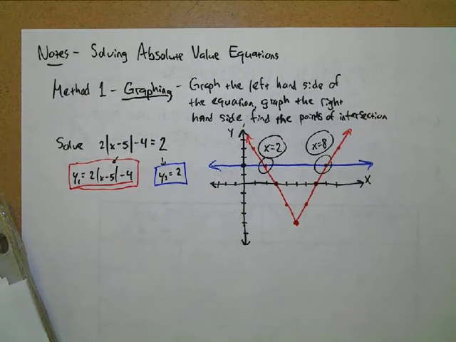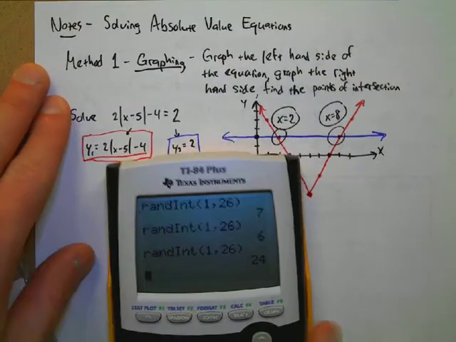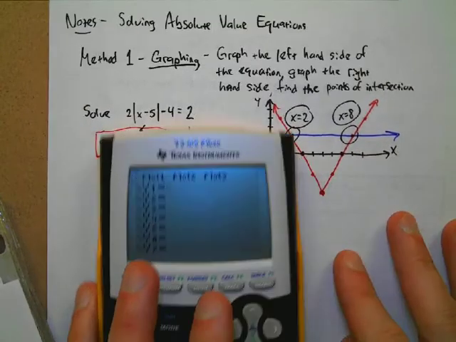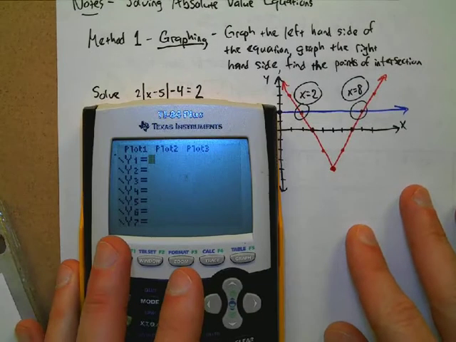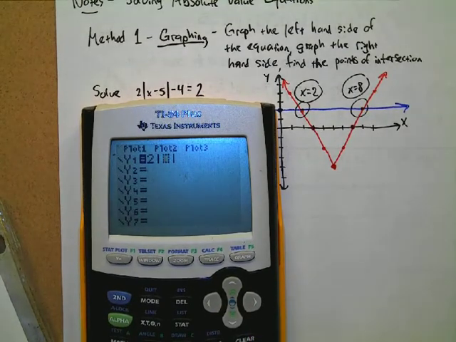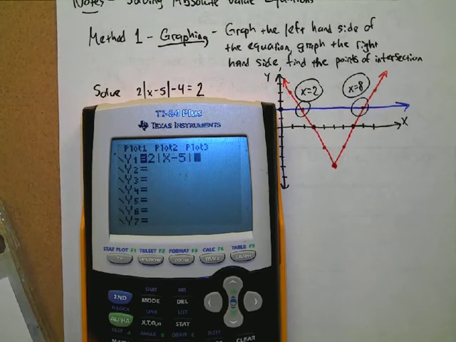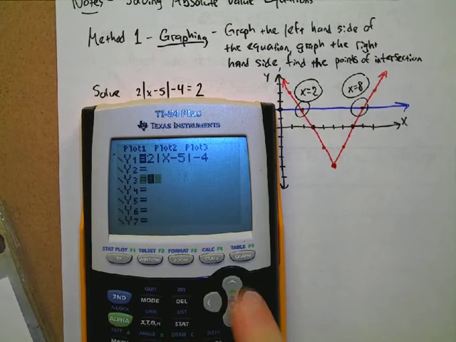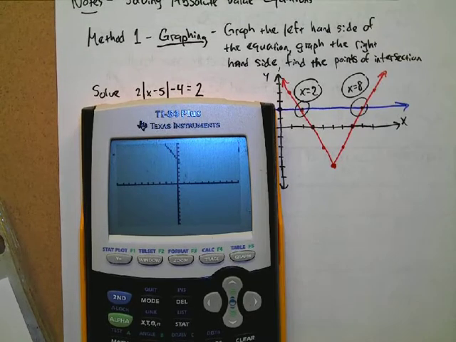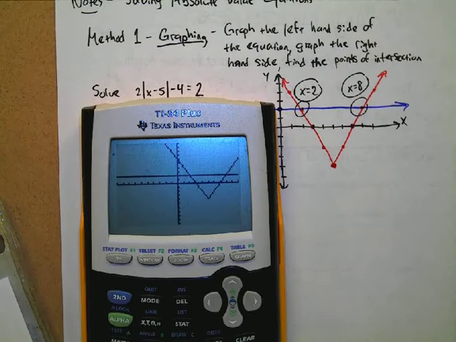And that's how you solve it. Your graphing calculator, you can do the exact same thing without having to go through that whole mess of graphing by hand. Just plug both of them in. Yeah, exactly right. So let me show you that here real quick. 2 math num abs x minus 5 minus 4, and then we'll graph the 2. Okay, there's our absolute value. And there's our horizontal line and the 2 solutions, right?